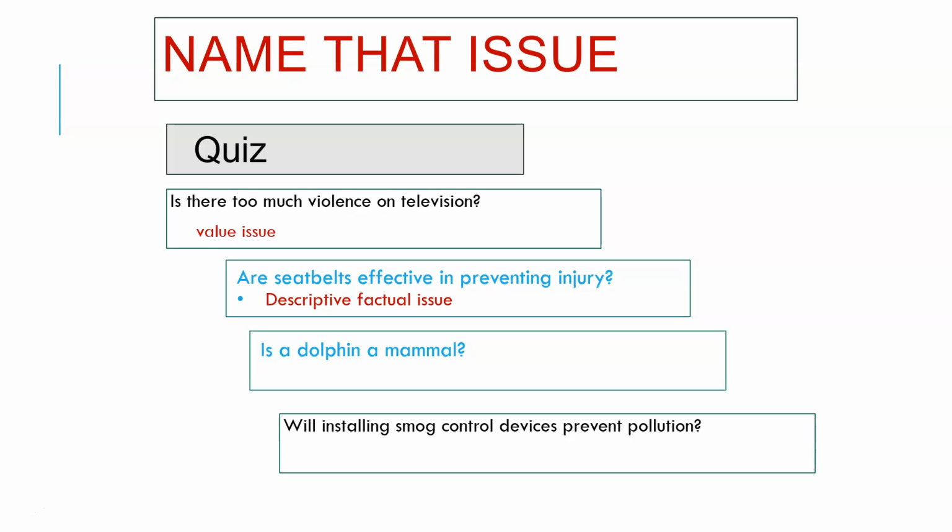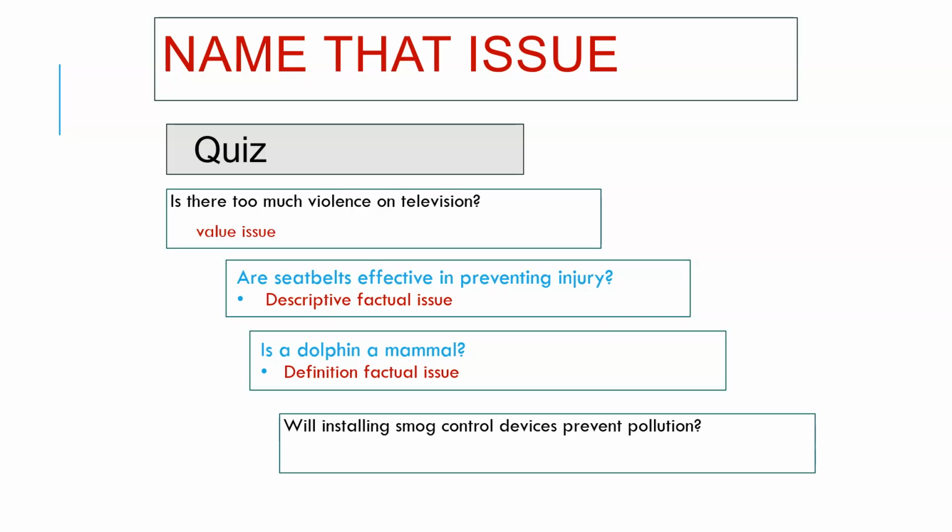Is a dolphin a mammal? Well, that's a definition factual issue. So both of these are factual, but this one's a definition because it has to fit a certain category. The last one, will installing smog control devices prevent pollution? So right there, I want you to think about it. Will installing smog control devices prevent pollution?